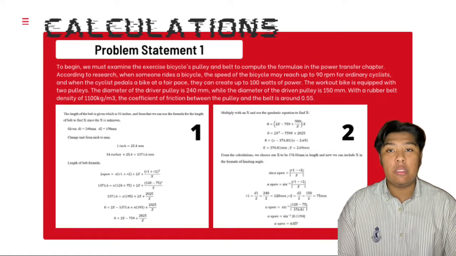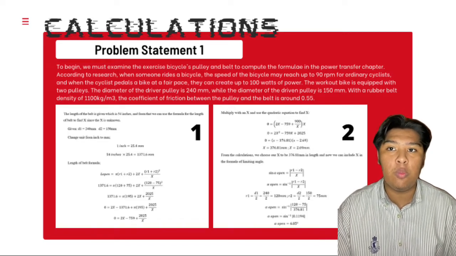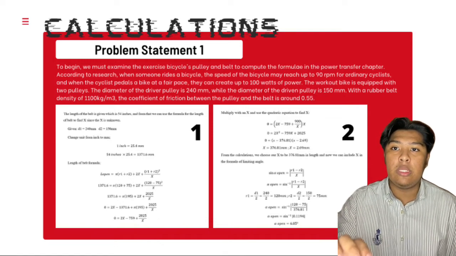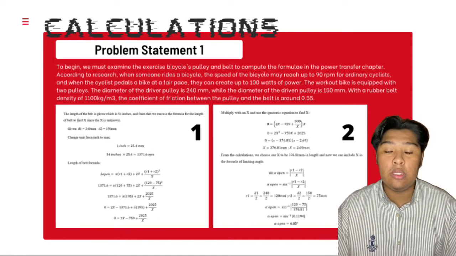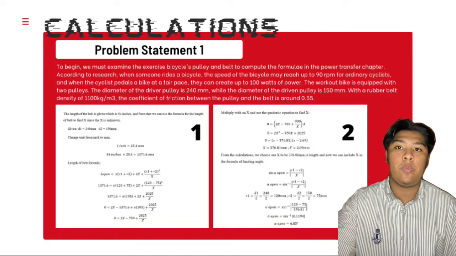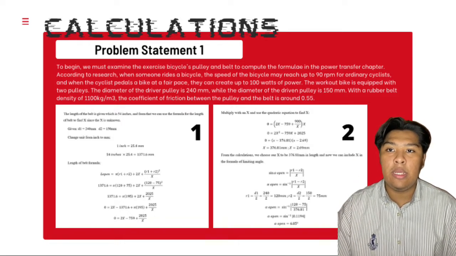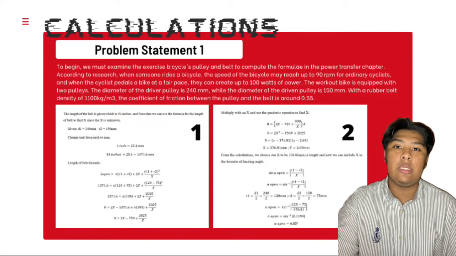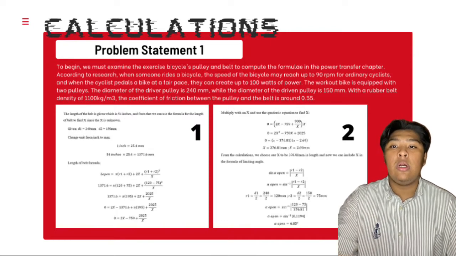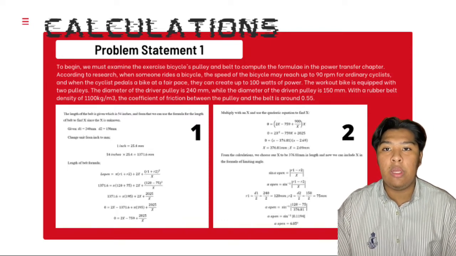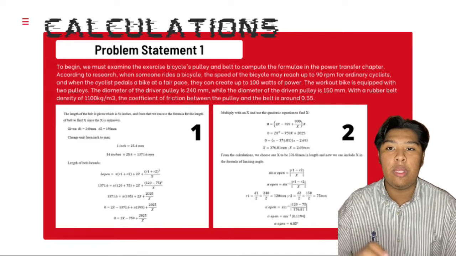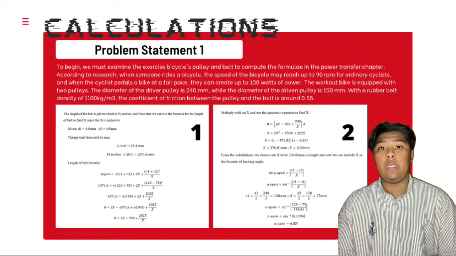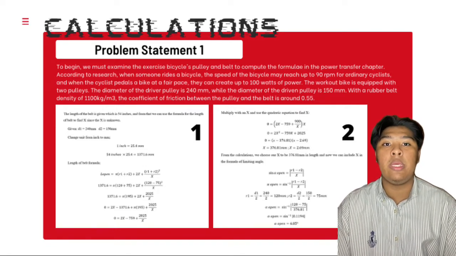Since the length of belt is given, which is 54 inches, from that we can use the formula for the length of belt to find x, since x is unknown. First, we have to change the unit from inch to millimeter, like in the slide. Then we use the length of belt formula to find x. As you can see in the slide, we have to multiply by x to use the quadratic equation to find x. Lastly, from the calculation, we choose our x to be 376.81 mm in length.